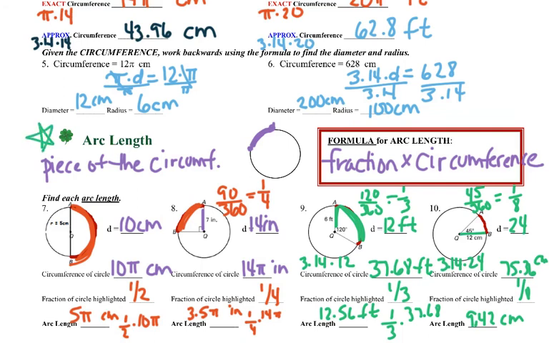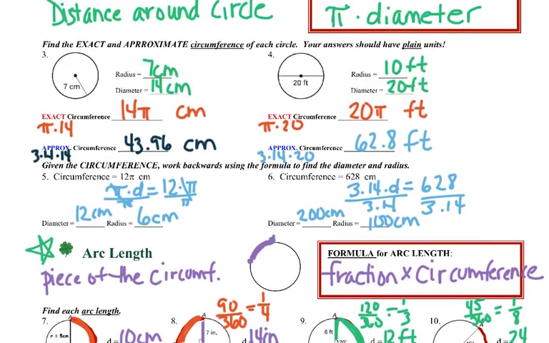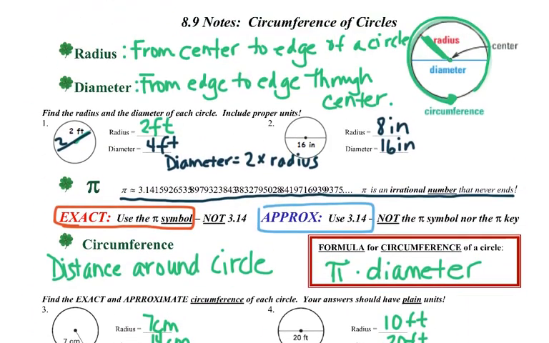Obviously, this is the tougher part, the arc length, so that'll be a little bit tricky, but you do have one arc length question on the quiz, and for sure, you're going to need to know circumference of a circle.